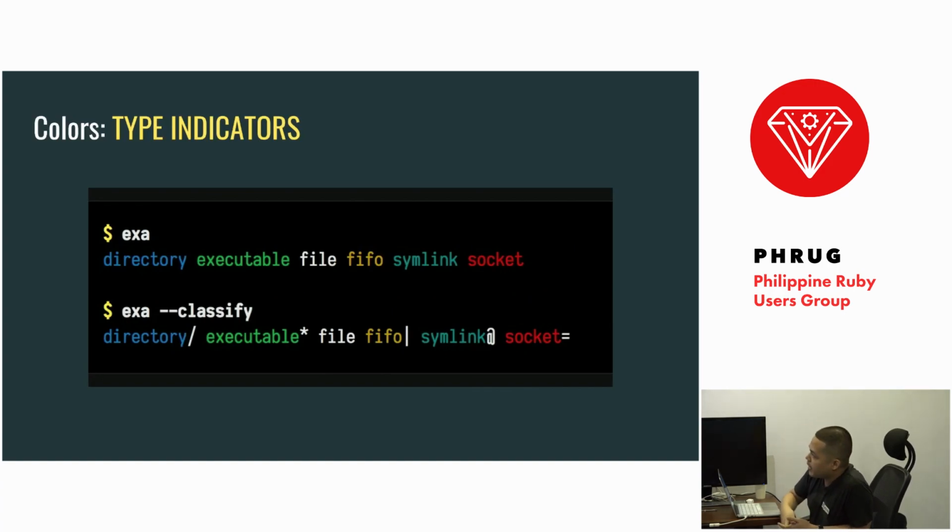So Exa displays the files in a grid by default, and each special type has a different color. You can see that a directory is blue, the executable is green. Different regular files also have different colors, but by default they're white. And then you have a named pipe, a symlink, and a socket file.